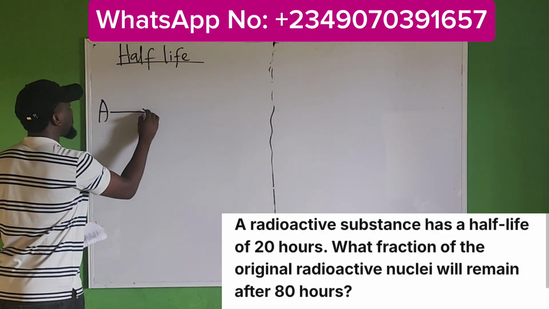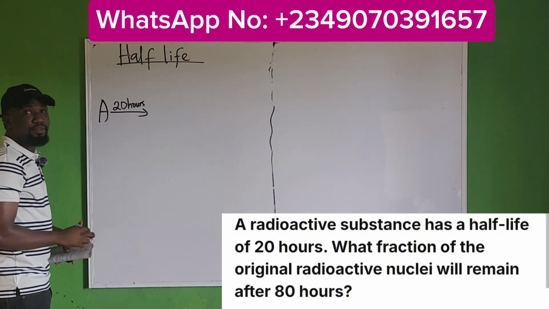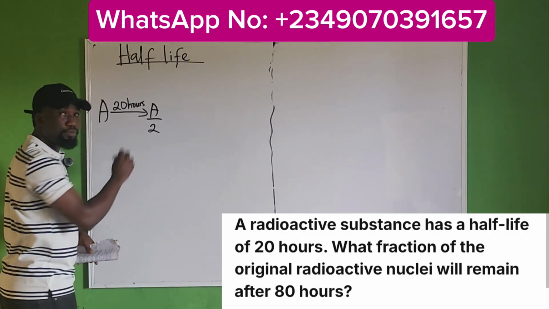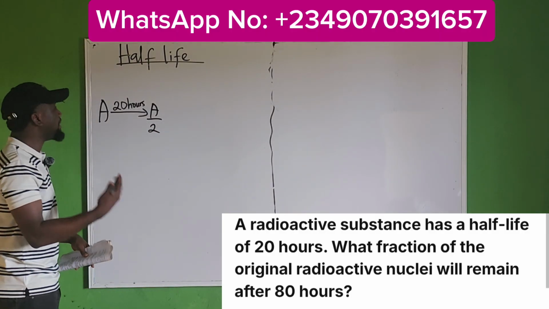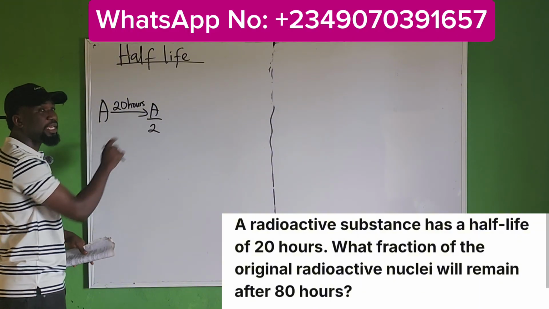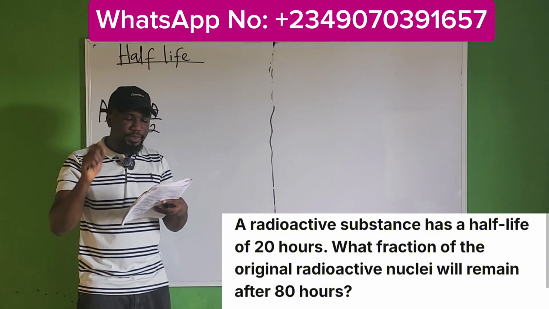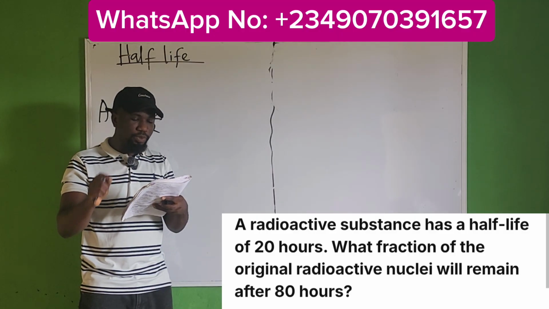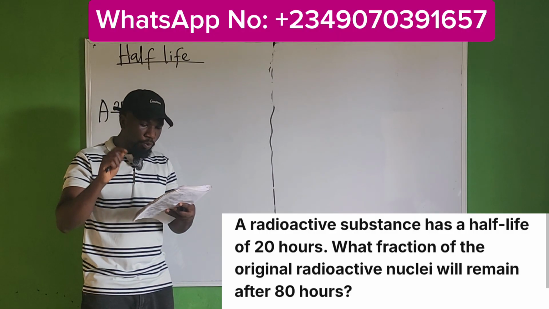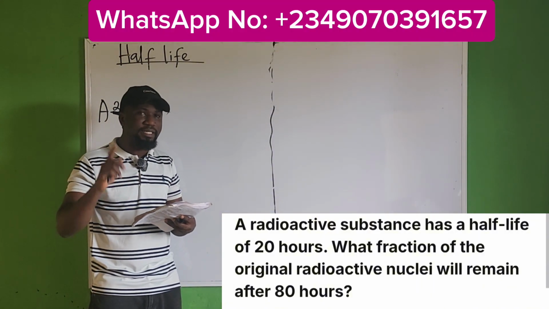So the half-life is 20 hours. So the half of this is what? It is A over 2. So we are making the mass to be A. That's the initial mass. So half of this is what? It is A over 2. The question says, what fraction of the original radioactive nuclide will remain after 80 hours?